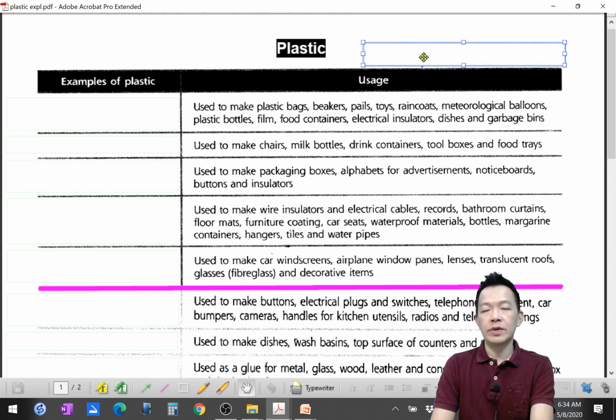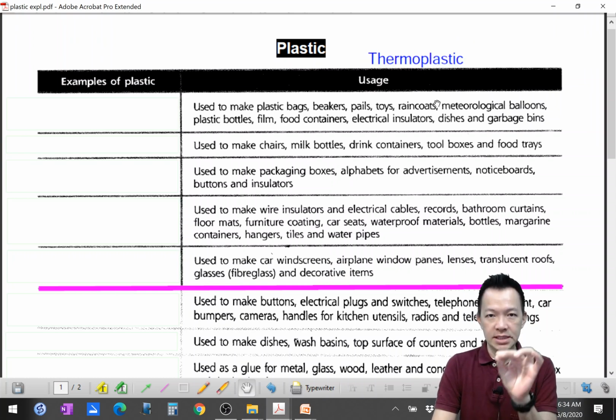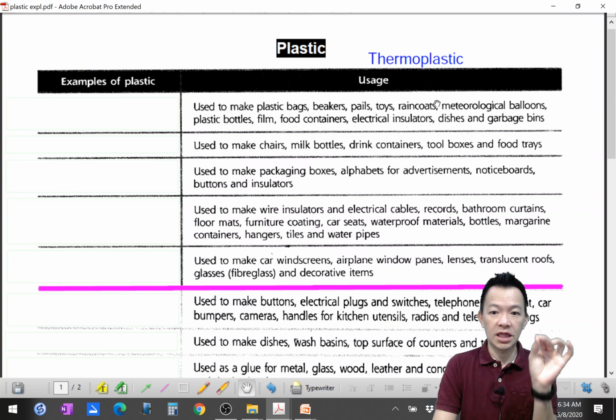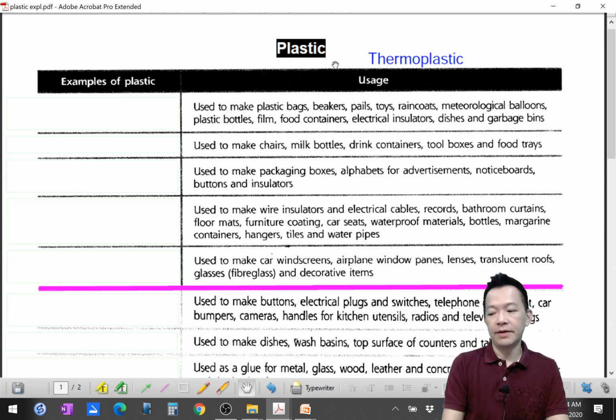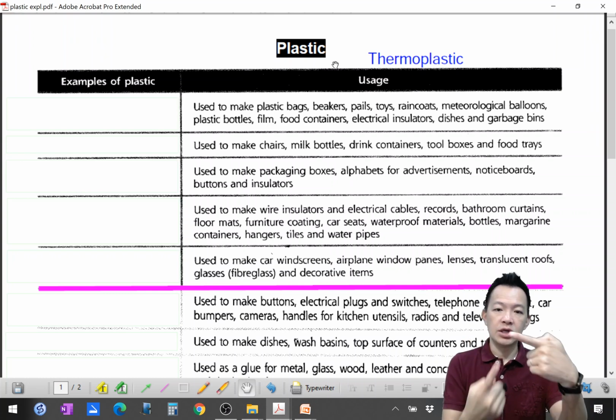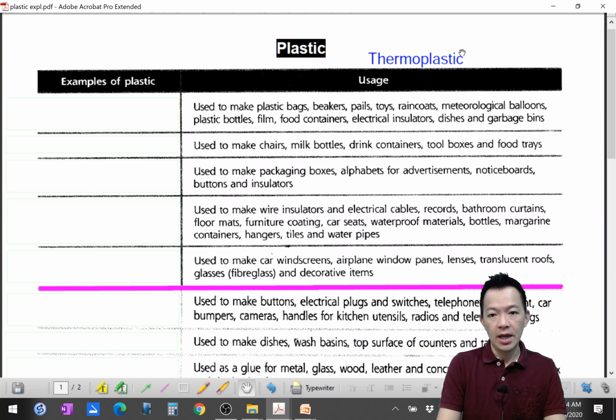All the plastics here we call thermoplastic. 这些 plastic 都叫 thermoplastic. What's meant by thermoplastics? They are the simple plastics that cannot withstand high temperature. 它不能耐高温的. You heat them, they're going to melt. 你烧它，它会溶掉. This type of plastic can be recycled. 这种 plastic 可以 recycle 的. So we call it thermoplastic, 不耐高温的 plastic.